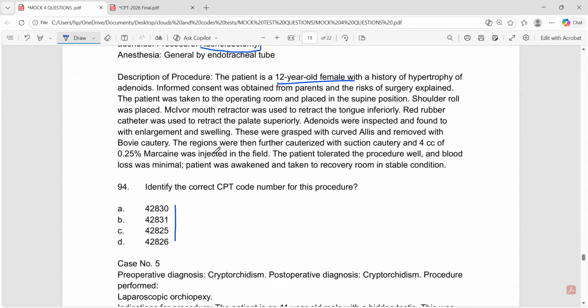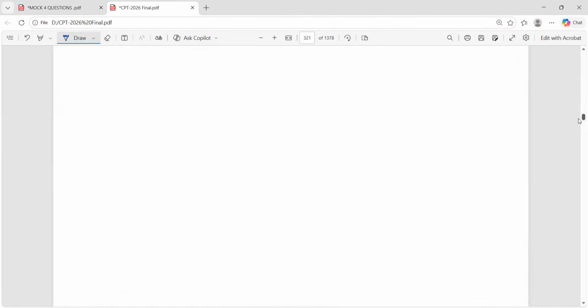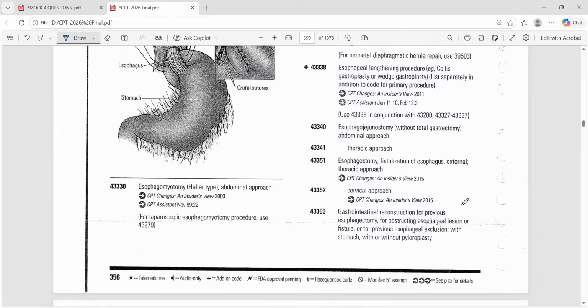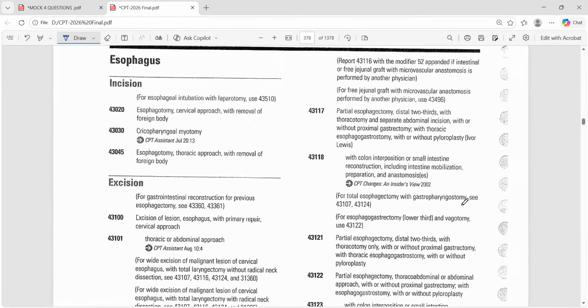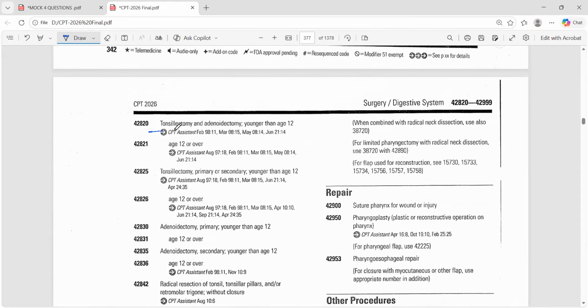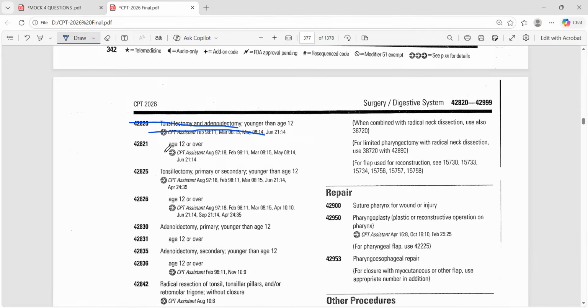I will show in the book, 42830. Read the first line directly, then read the operative procedure, and go directly to the book while you are doing the case studies. 42820, right? See, tonsillectomy and adenoidectomy. No, the doctor only performed adenoidectomy itself, so it is not that code.